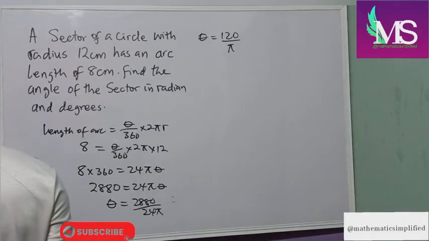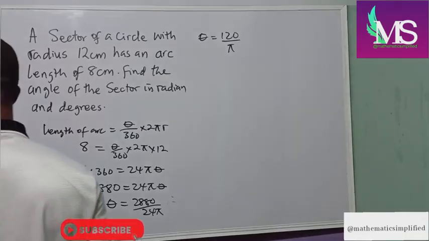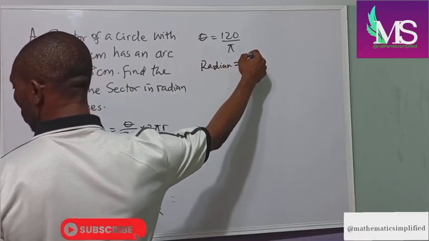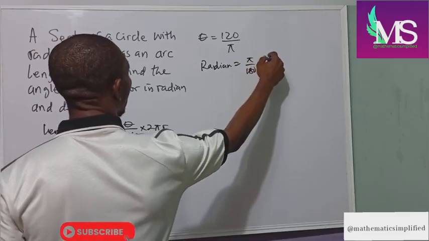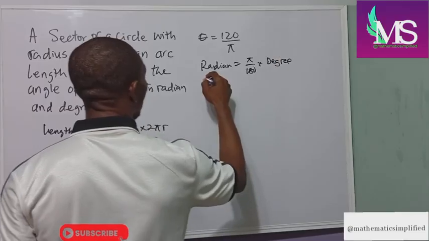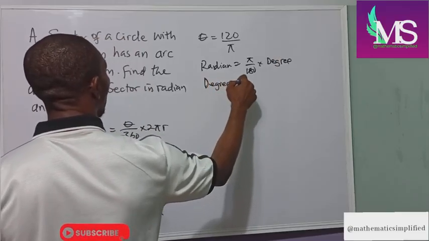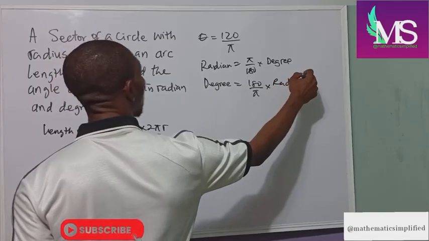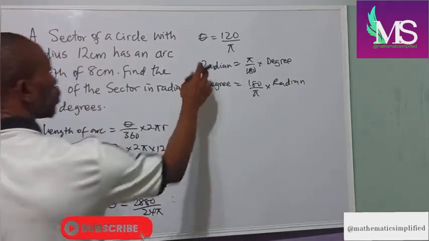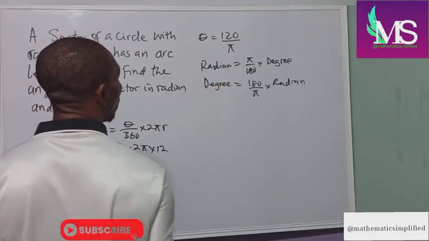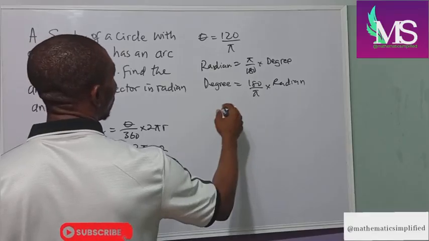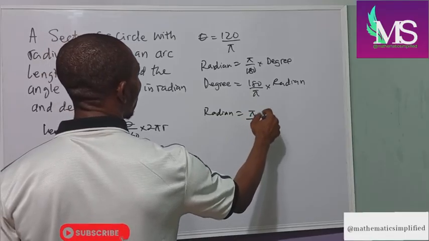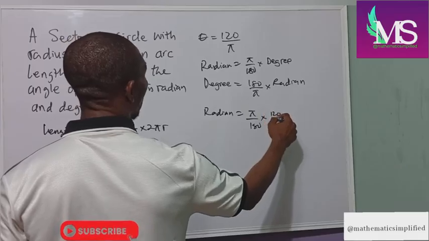Now, if we are converting to radian, radian equals pi over 180 times your degree, and degree equals 180 over pi times radian. Since we are converting to radian and we are given this in degree, we can now do our radian equals pi over 180 times 120 over pi.